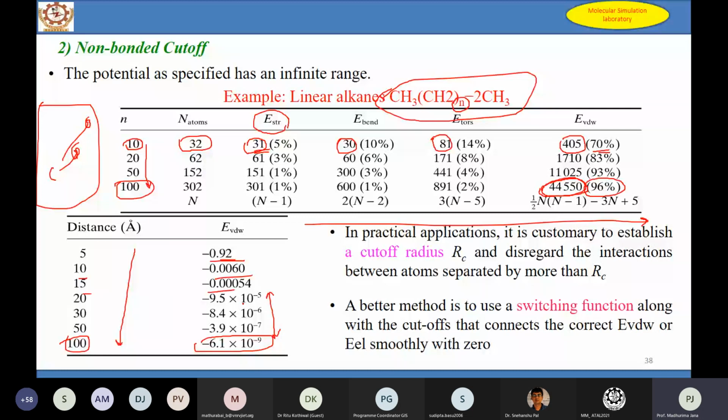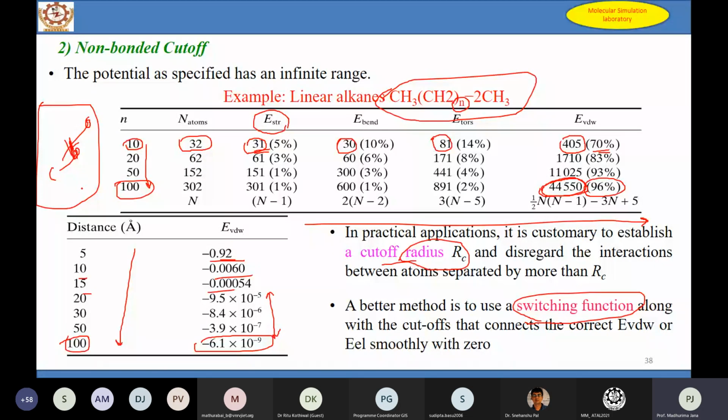What does it mean? It means that we can put in some cutoff radius and speed up our calculation by putting a non-bonded cutoff distance, which is nothing but RC. So how do we do that? The better method is to use a switching function. Other than the cutoff, that is RC, we have to put in some parameter that determines that not up to 100 but only up to 5 angstrom I'm going to calculate the non-bonded forces. That is the cutoff up to which I calculate the non-bonded forces.